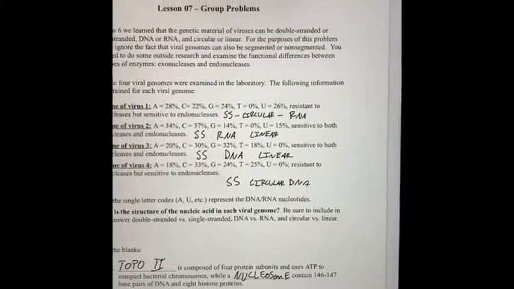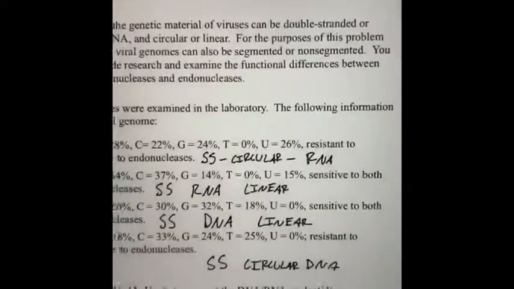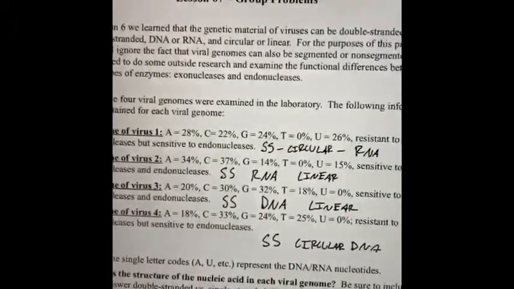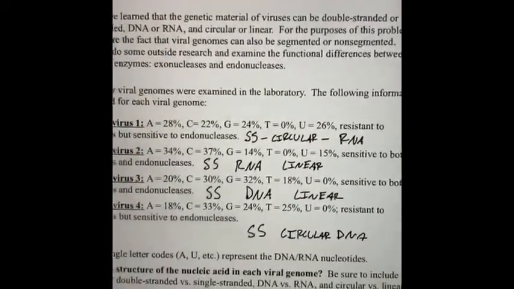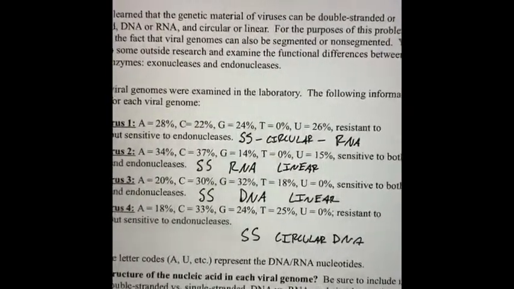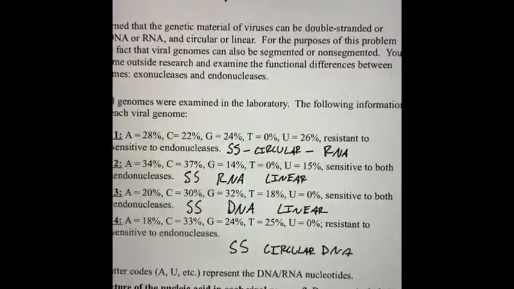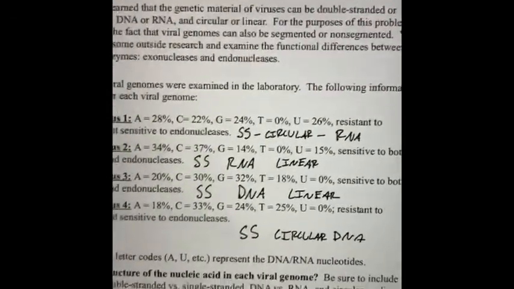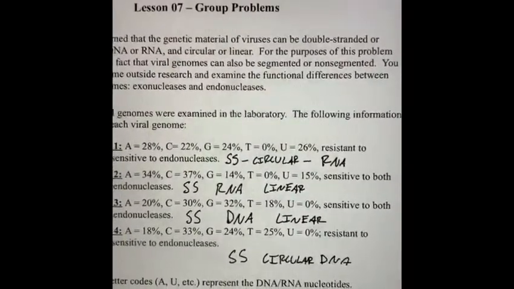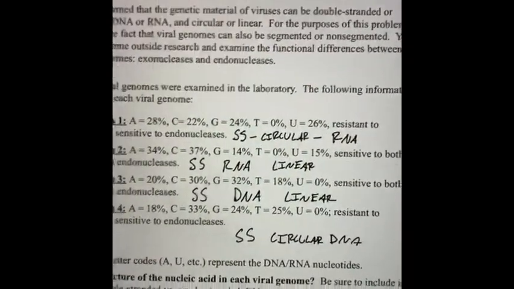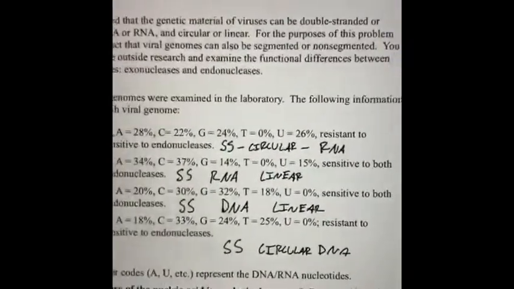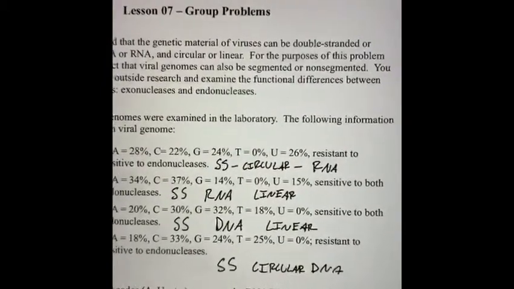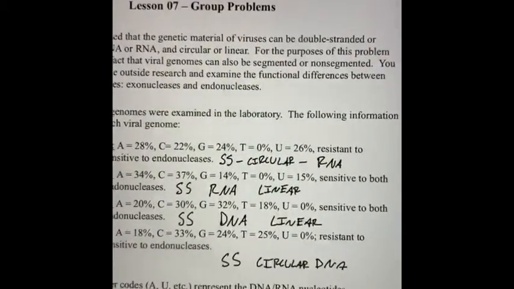So with that, we look at virus 1, which is single-stranded because here we have the A and the U, they're not the same, so they're actually single-stranded. And it's circular because it is resistant to exonuclease, but sensitive to endonuclease, and it's RNA because it has uracil instead of thymine. So virus 2, using the same topics, we can find out it's single-stranded as well because the probabilities don't match up on each nucleotide. And it's RNA because, again, it has uracil, and it's linear because it is sensitive to both.